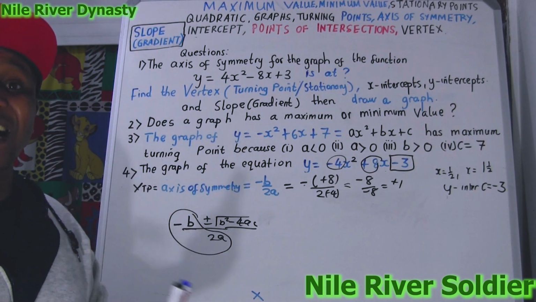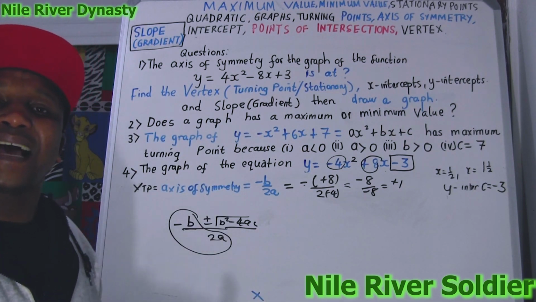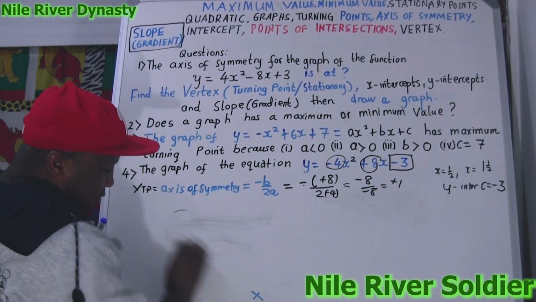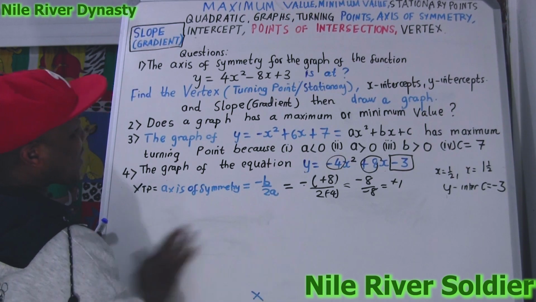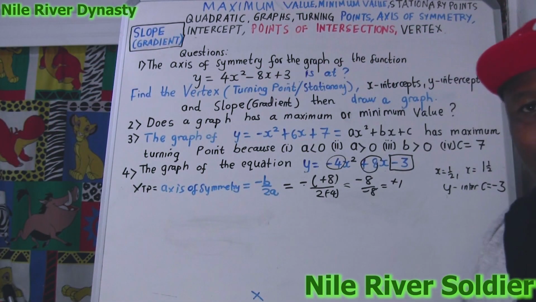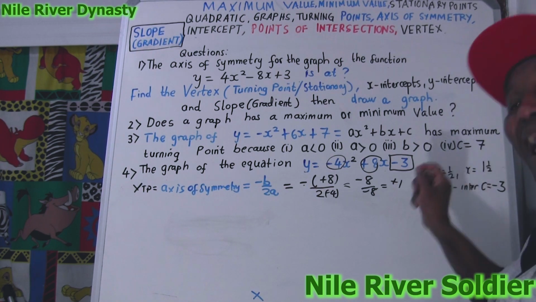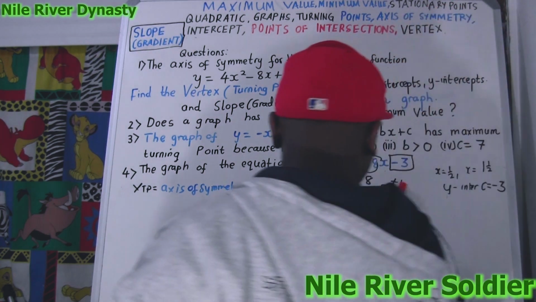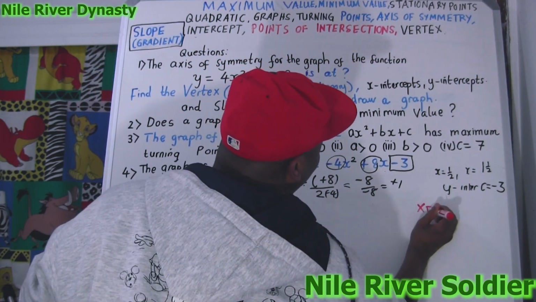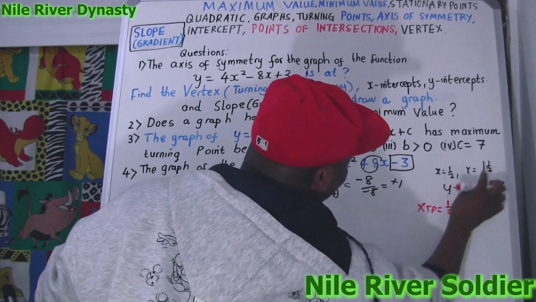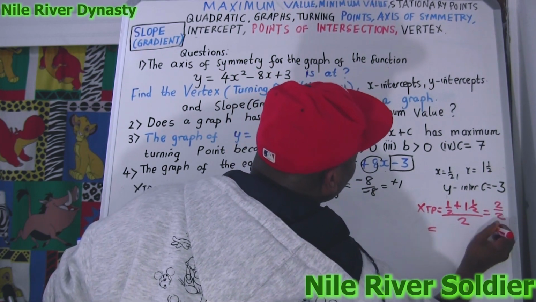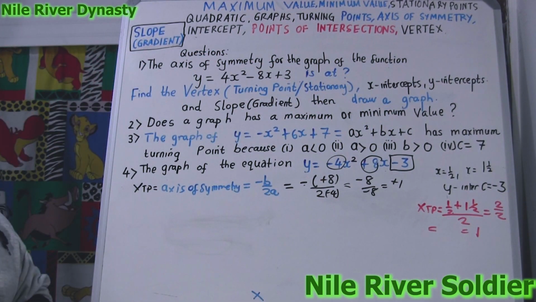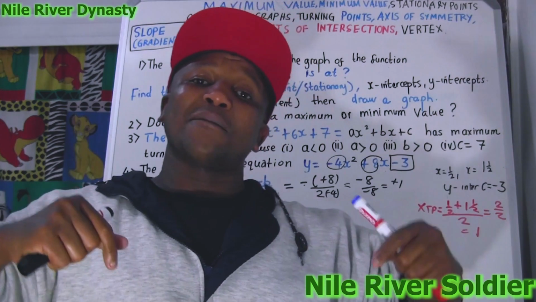Sometimes there's another way to get x at the turning point, only if you already have your x-intercepts. I encourage you to use it only if you have the x-intercepts, and for this case I do. Take your x-intercepts, add them, and divide by 2. Another method: take this x-intercept, a half, plus the other x-intercept, 1.5, and divide by 2. A half plus 1.5 equals 2. 2 over 2 equals 1, which is the same as before. So that's another way, only if you have the x-intercepts of the quadratic equation.